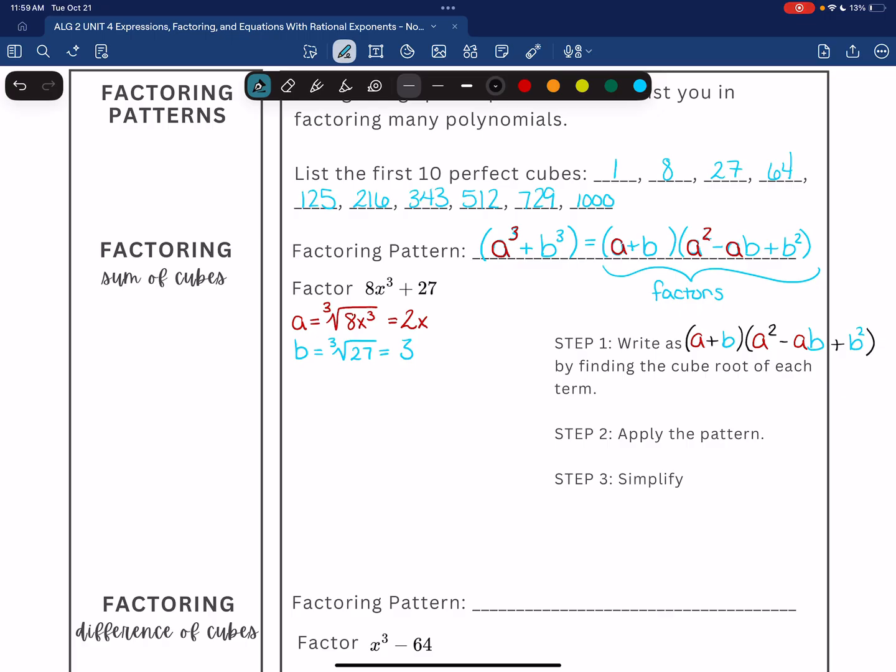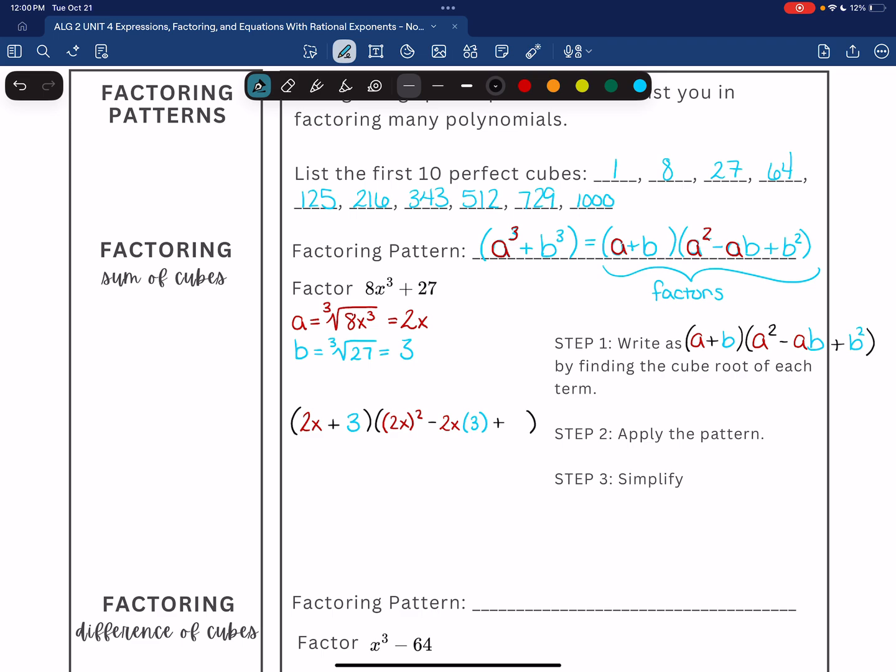So now we have our A and B values, and we're ready to go ahead and apply our pattern. That is to put it into the binomial and trinomial, substituting the specific A and B values that we found, beginning with A, which was 2x. Then we're going to add to that our B value, which is 3. In the next, I need to take all of A, which is 2x, and square that entire term. Then subtract my A value, which is 2x, and multiply that with the B, which is 3.